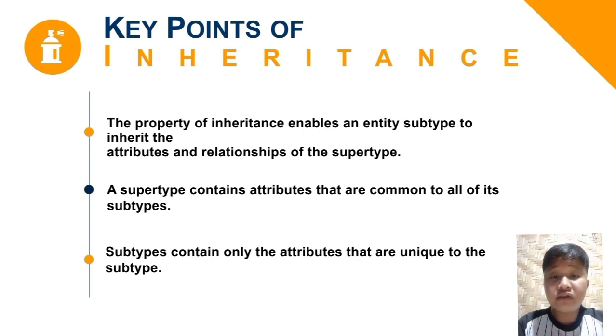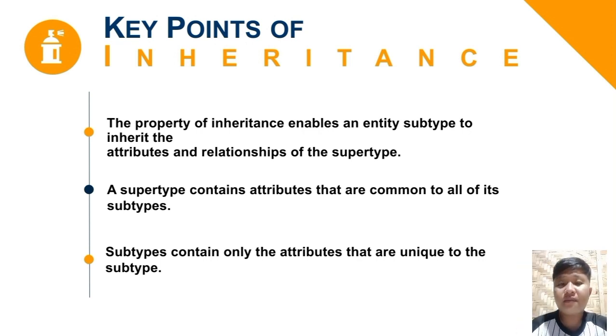Subtypes contain only the attributes that are unique to the subtype. Subtypes only contain attributes unique to them. These are characteristics not found in the supertype or other subtypes, allowing for differentiation and specialization within the overall data structure, enhancing the richness and detail of the data model.